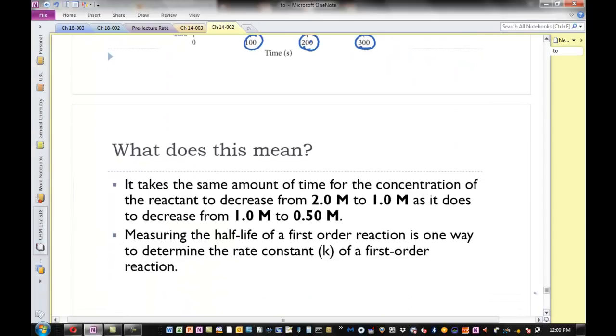So we've already just talked about this. Same amount of time to go, say, from 2 molar to 1 molar as from 1 molar to 0.5 molar. That's unique for first order. Make sure you know that.